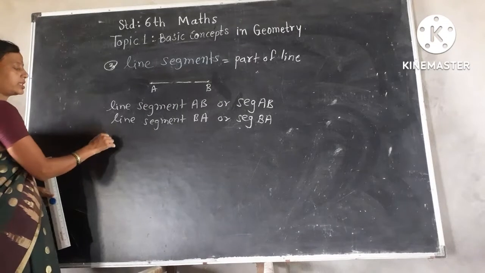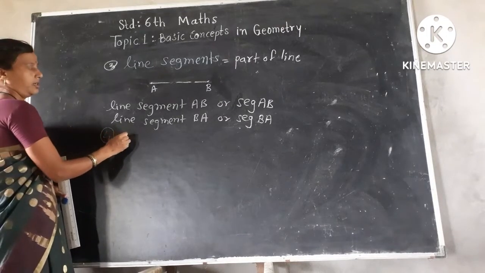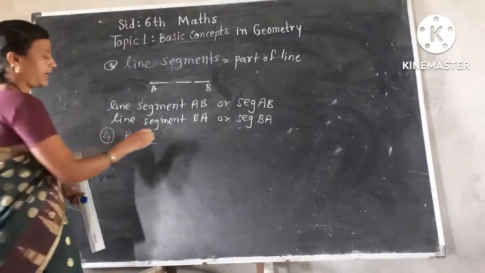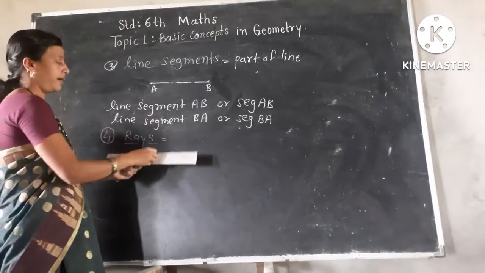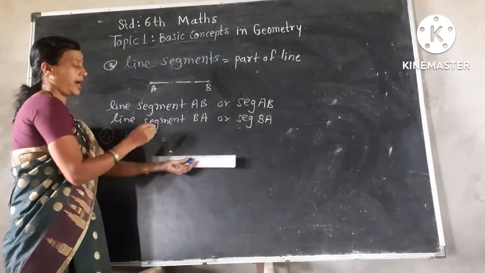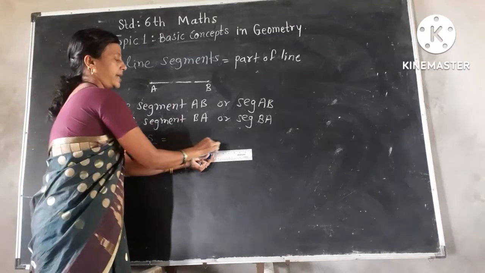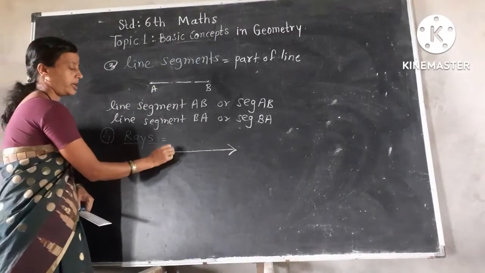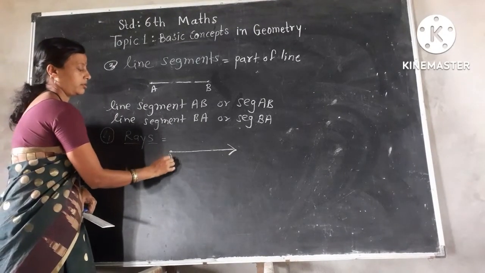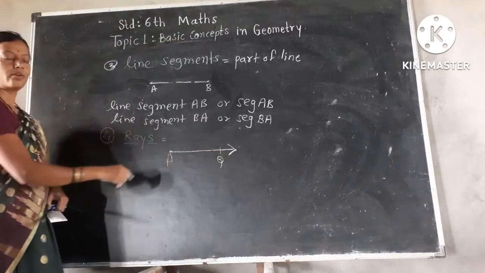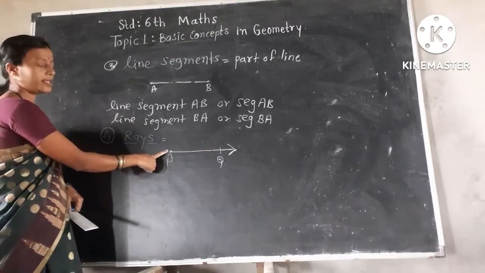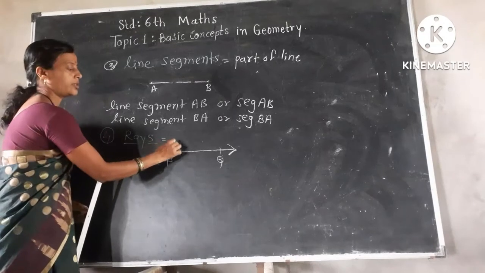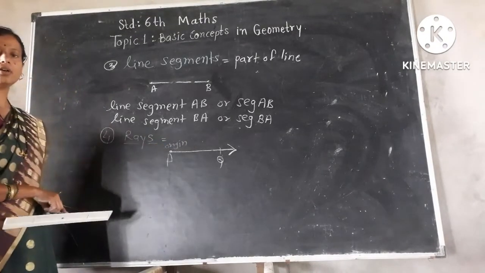Now we see the fourth concept, the ray. A ray is also part of a line, but it starts from a point and extends in one direction. This is a ray. We can see here that P is the starting point of the ray. The starting point of a ray is called the origin.